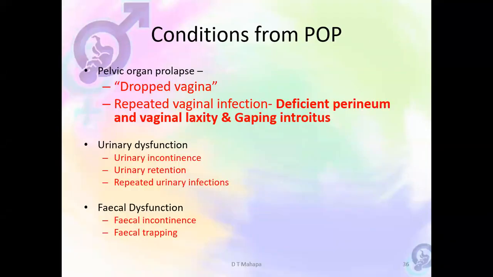all those thrusts are thrusting, if you've got disease there, are thrusting on the pelvic floor. Then it causes a condition called dropped vagina. It causes repeated vaginal infection because of deficient perineum and vaginal laxity, and it causes the gaping of introitus, which is damage to the perineal body.